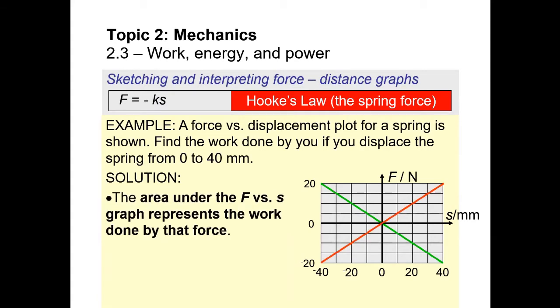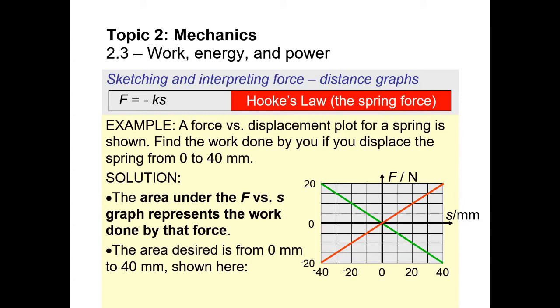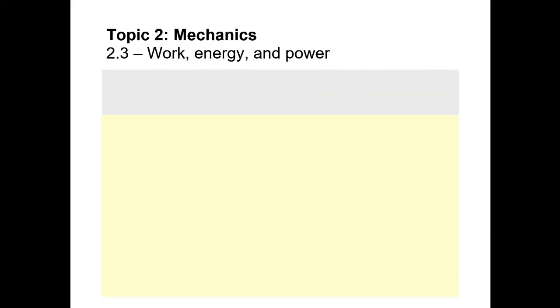The area under the force versus extension graph represents the work done by the force. The area desired is from 0 millimeter to 40 millimeter, shown here. Area equals 1/2 times the base times the height. The base is 40 times 10 to the minus 3 meter, which is 40 millimeter, and the height is 20 Newton. That gives us 0.4 joule.